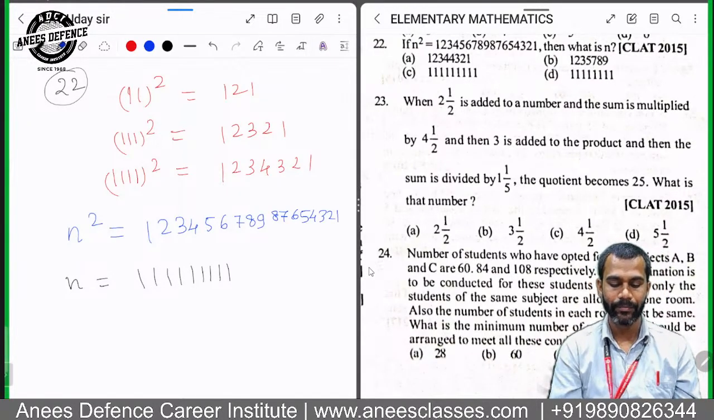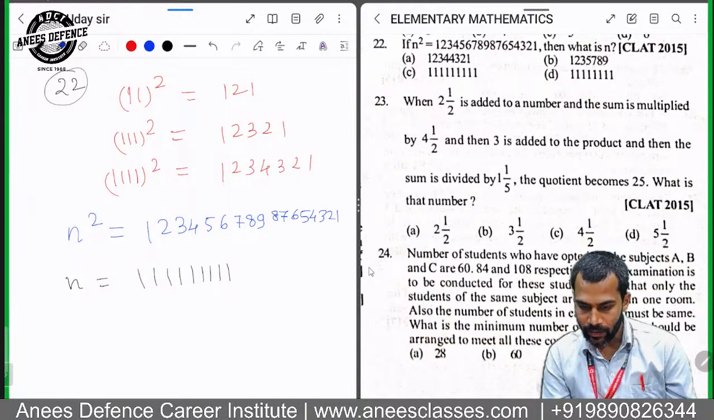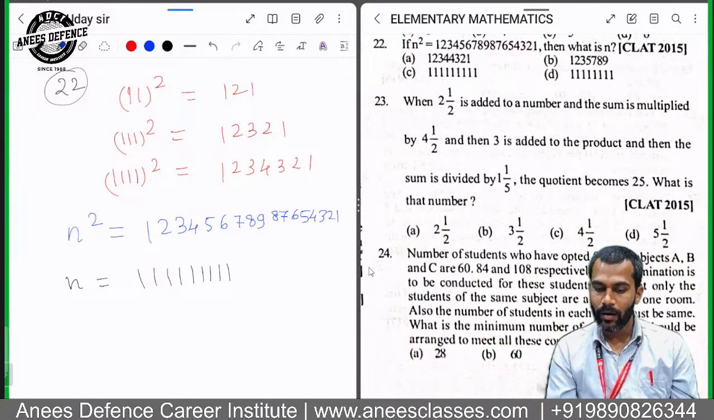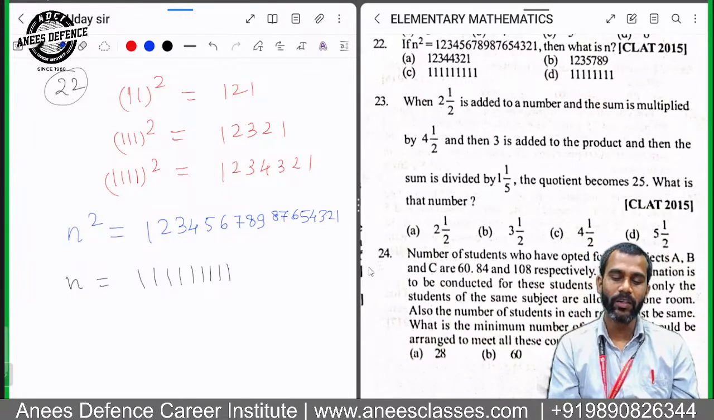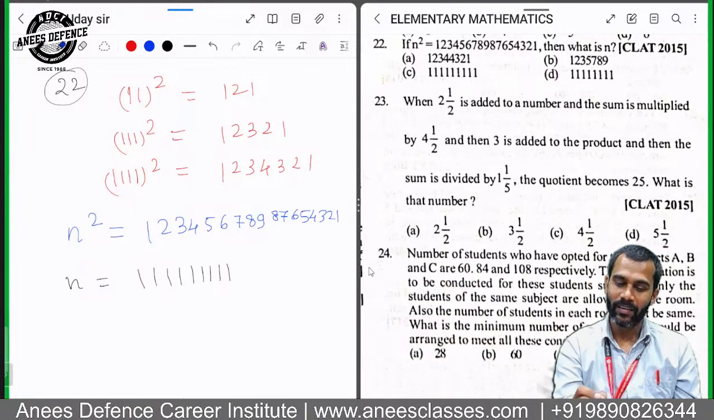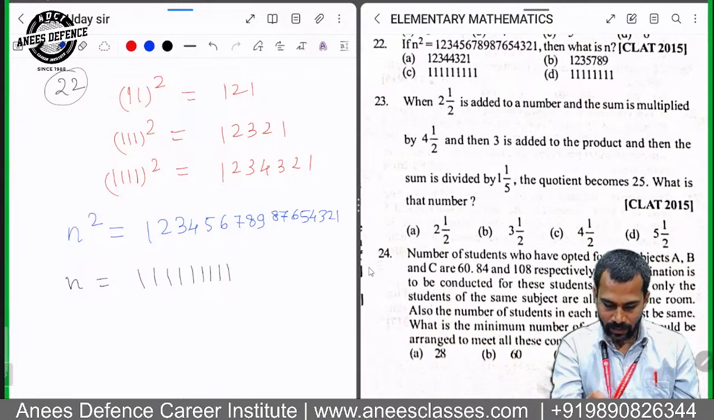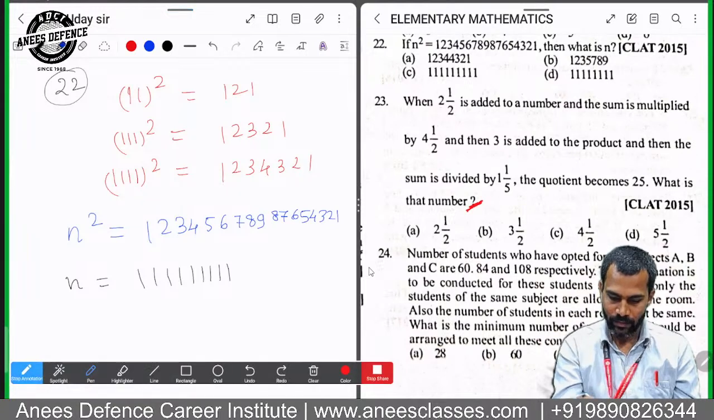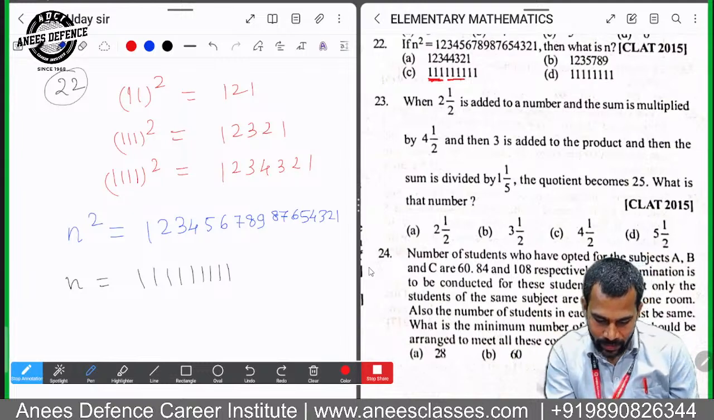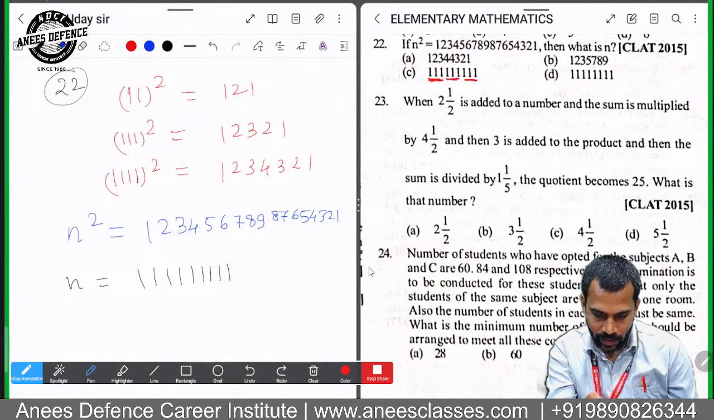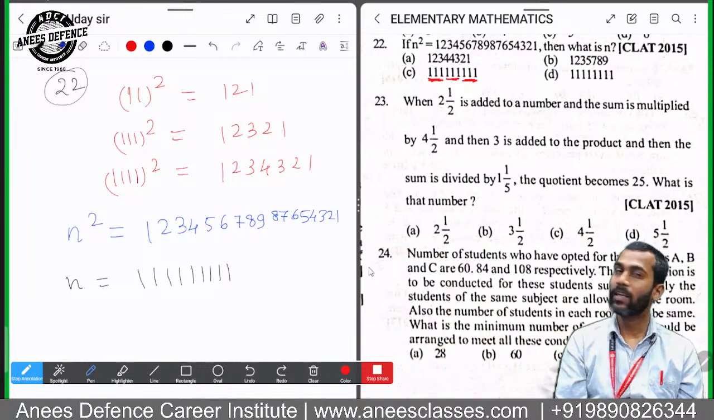I hope it is clear. Yes. So which option is correct? C. Please count the number of ones carefully. Yes or no? So C is the right answer, I guess. See, that is how we can count. 3 plus 3 plus 3. Yes or no? 9 ones are there.